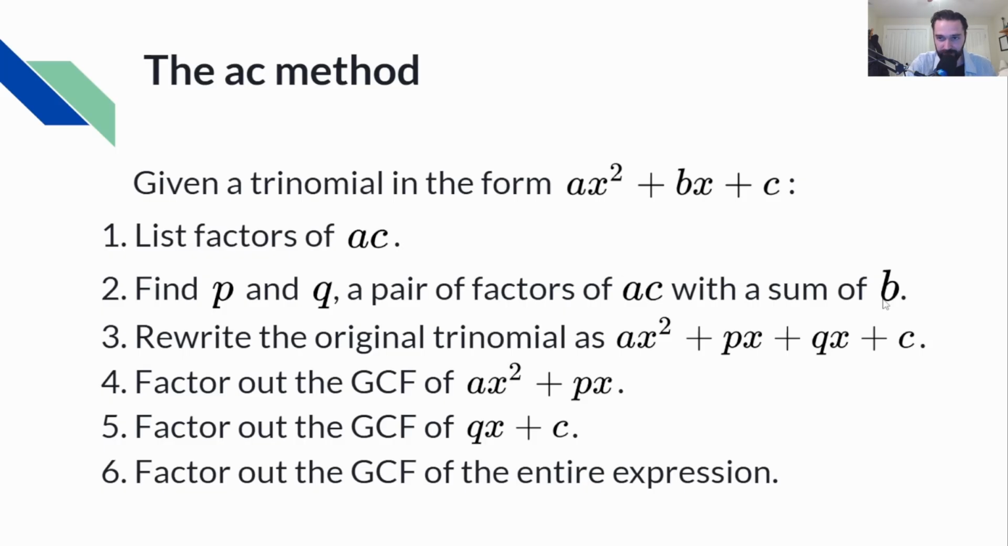Then we rewrite the original trinomial as this. So we're splitting bx into px plus qx. That's all we're doing there. And then steps 4 through 6, that's factoring by grouping. So we've seen this already. We factor out the GCF of these two terms, and we factor out the GCF of these two terms, and then we factor out the GCF of the entire expression.